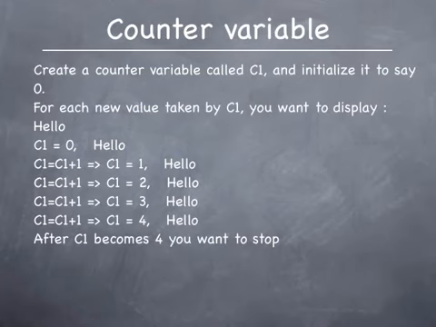Once again, we use an increment statement to increase the existing value of C1 by 1, so C1 will become 2. For this value of C1, we once again display the word hello on the screen. We again use an increment statement to increase the existing value of C1 by 1, so C1 will become 3. For this value of C1, we display the word hello on the screen.